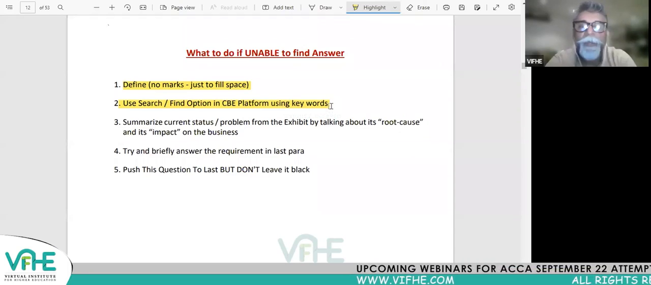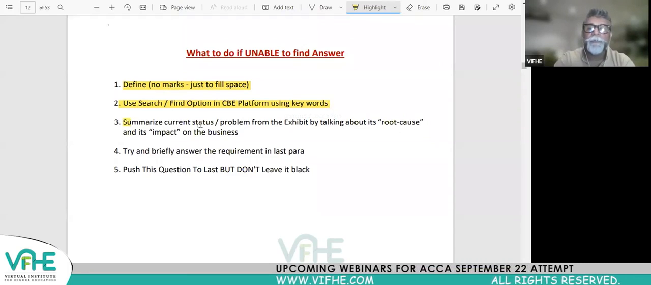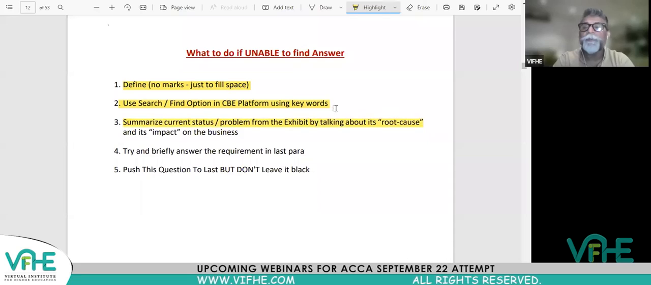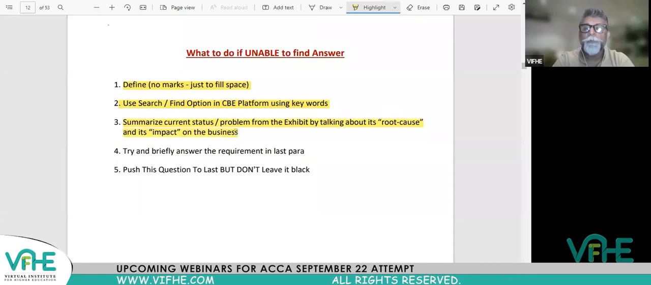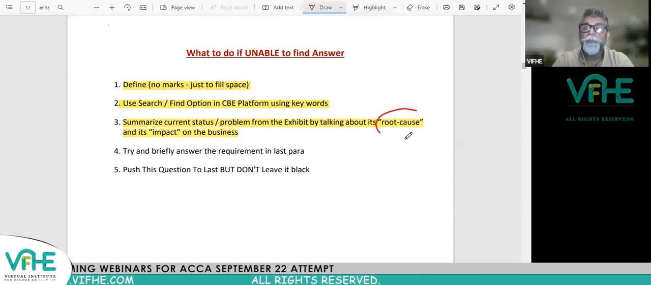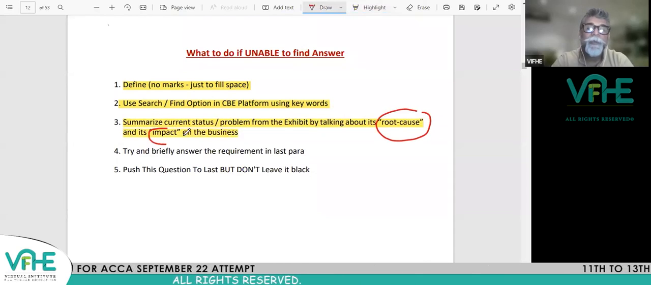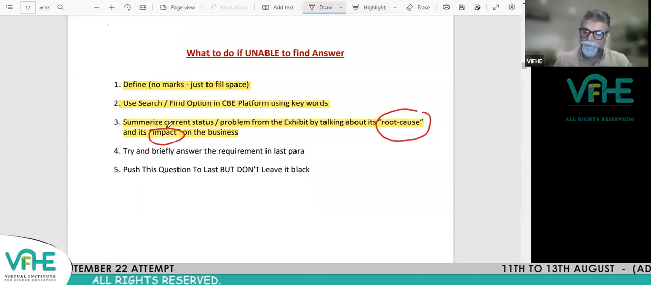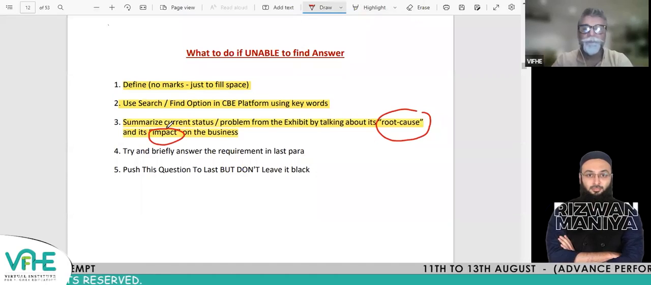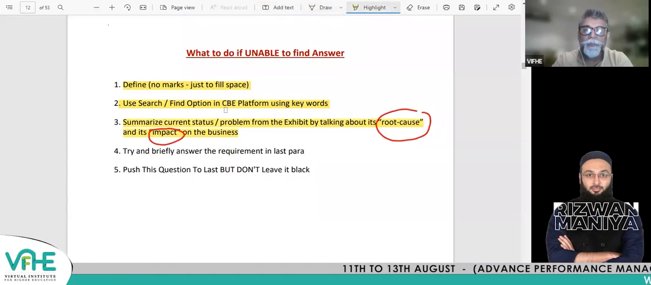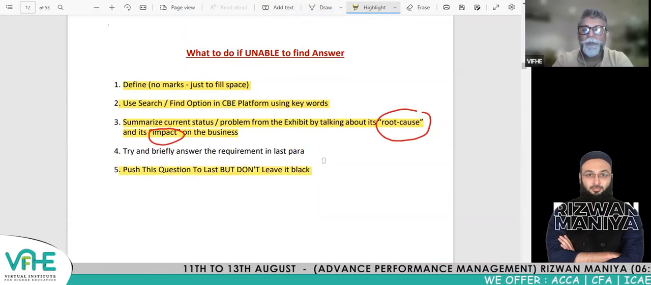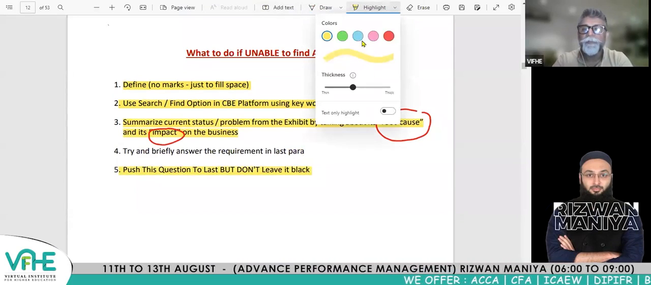Then you can talk about, you can elaborate that problem. You can talk about the root cause. You can talk about the impact. All this is just filling it up. Main thing, look at this main thing. Let me shade it in another color.